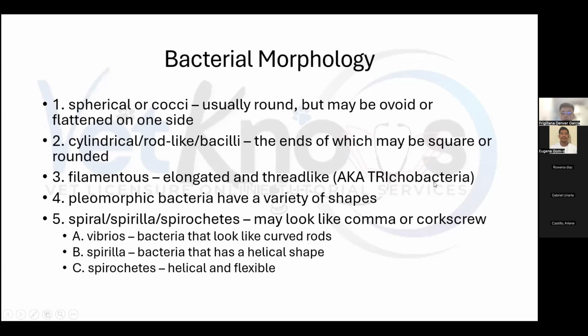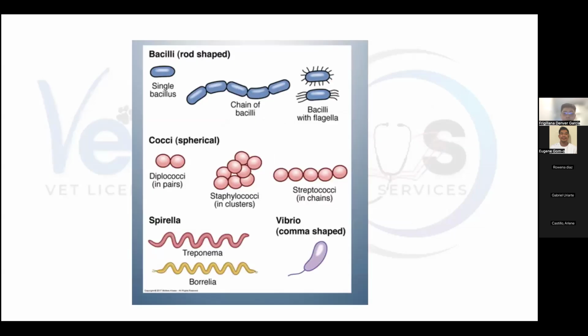Maraming cholesterol yung structure nila. Very elastic and pwede sila mag-change ng shape nila, depende sa kung anong need. Then we have spirochetes. Ayun. They may look like comma or corkscrew. Hindi naman sila masyadong mahirap i-differentiate. So yan. Just a picture of our bacterial species.